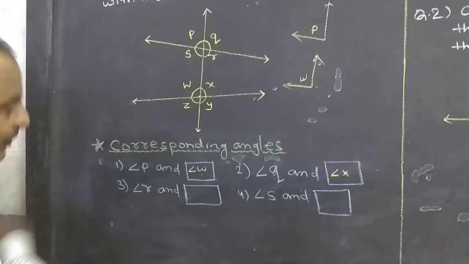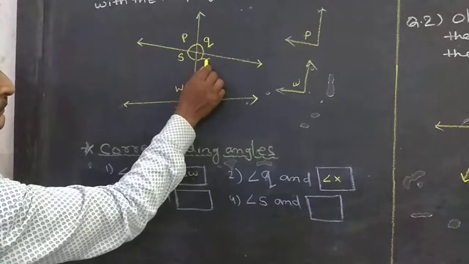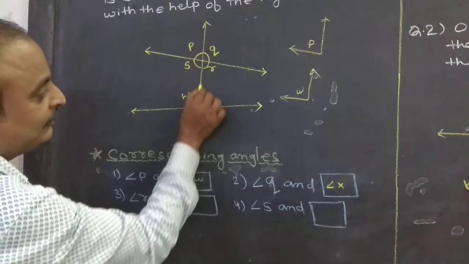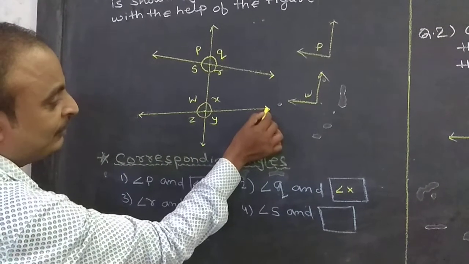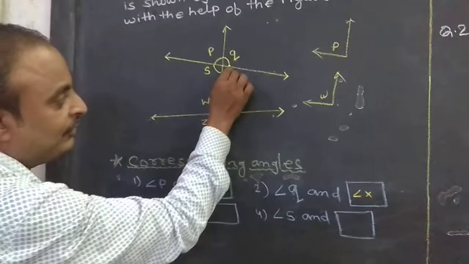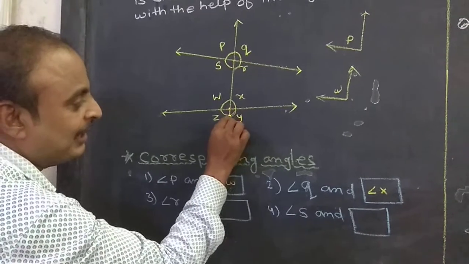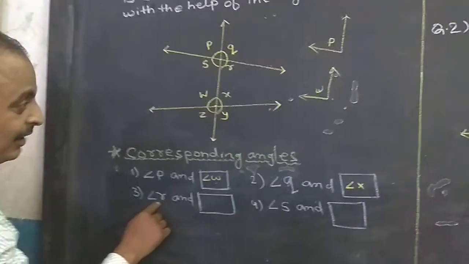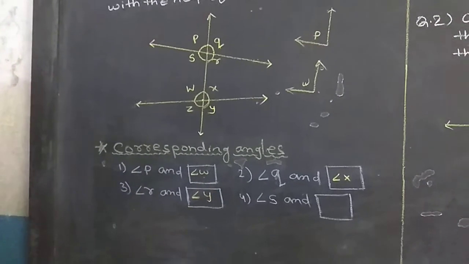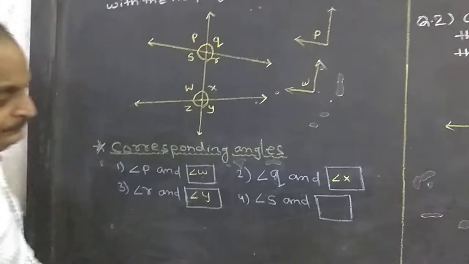Similarly, you can see here the third one, angle R. Now see what is the position of this angle? This one. So here also on the parallel line you can see this one. These both are looking one and the same. So this will be the pair of corresponding angles here. So angle R and angle Y, these both will be a pair of corresponding angles here.